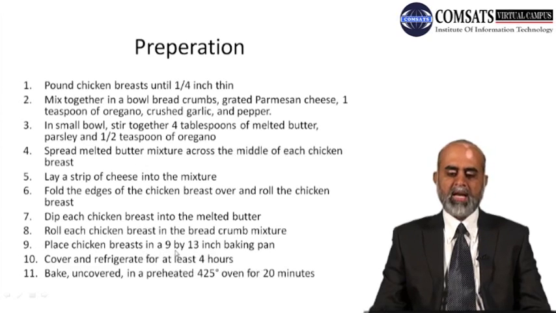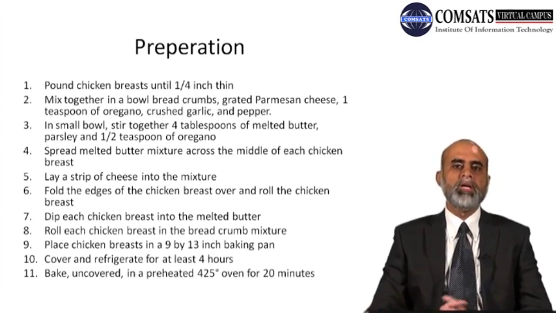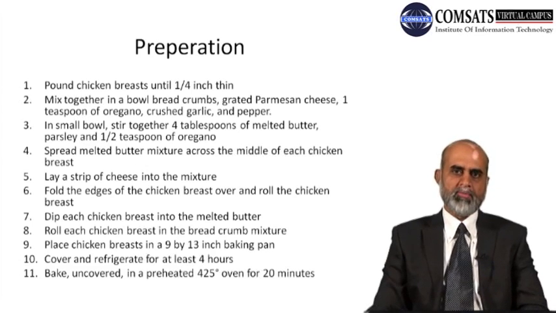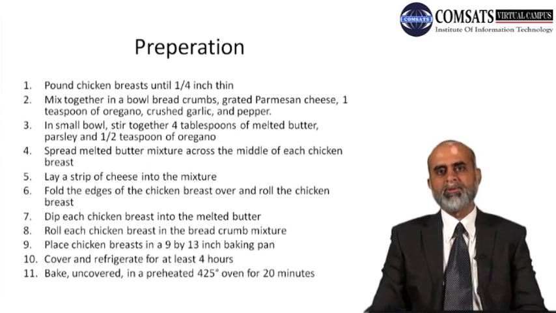Place chicken breasts in a 9 by 13 inch baking tray. Cover and refrigerate for at least 4 hours. And finally, bake it in the oven. Bake uncovered in a preheated 425 centigrade oven for 20 minutes. So this is how you prepare chicken Kiev. Now I hope you can try it at home, and although I would never be able to benefit from whatever you cook, I'm sure that you would be able to cook it well.